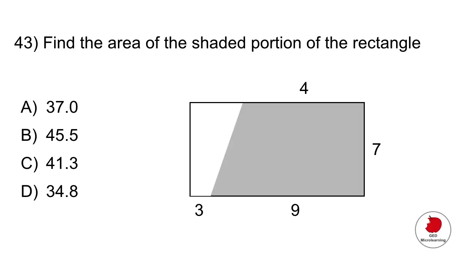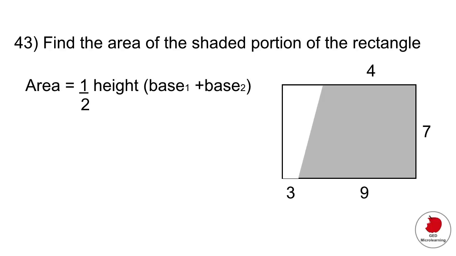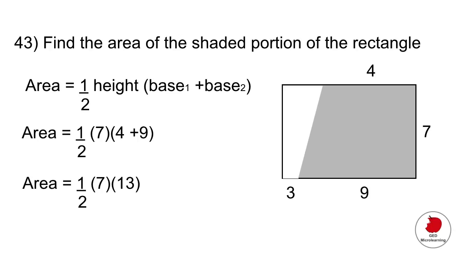Okay, question 43, a little bit more tricky, right? So they give you a rectangle and only part of the rectangle is shaded. So here what they're asking you really is to find the area of a trapezoid, okay? And this is the formula. So once again, all you have to do here is introduce those numbers into your formula, and that gives you 45.5.